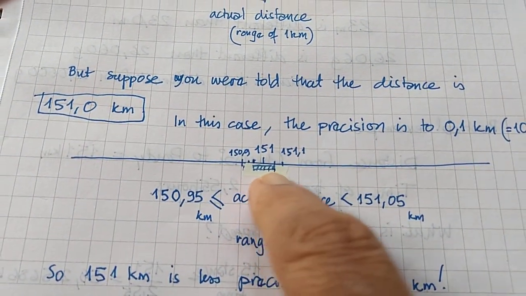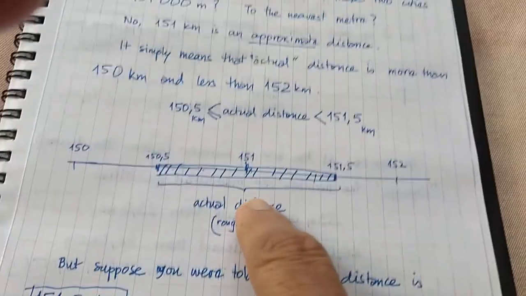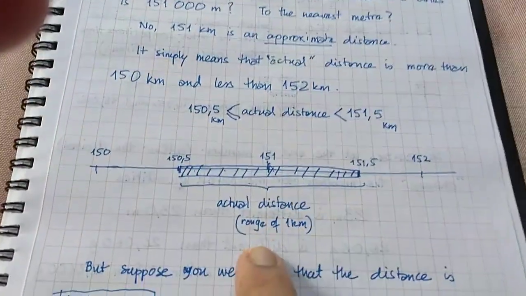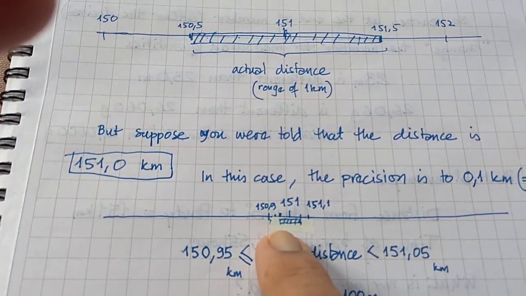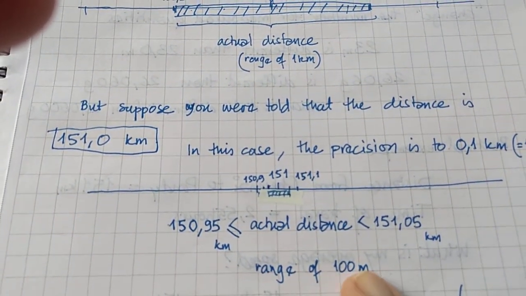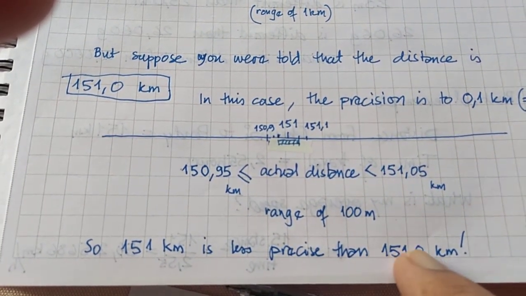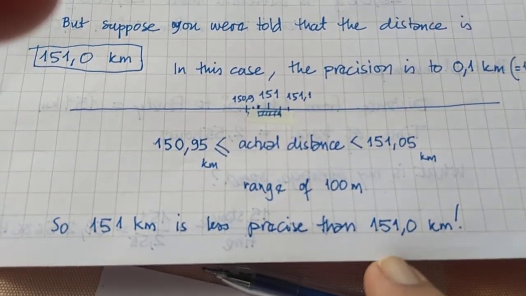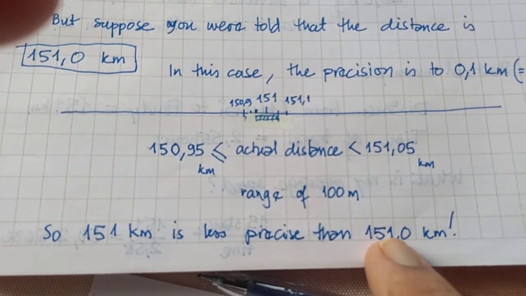So what is meant by range? Again, it says the variation that could take place and still be called 151.0 kilometers. Here the variation that could take place and still be called 151 kilometers is 1 kilometer. From here to here is 1 kilometer. Here in this case, from here to here is 100 meters. So 151 kilometers is less precise than 151.0 kilometers. Even though both of these numbers are the same in terms of calculation, 151 kilometers is less precise than 151.0 kilometers.